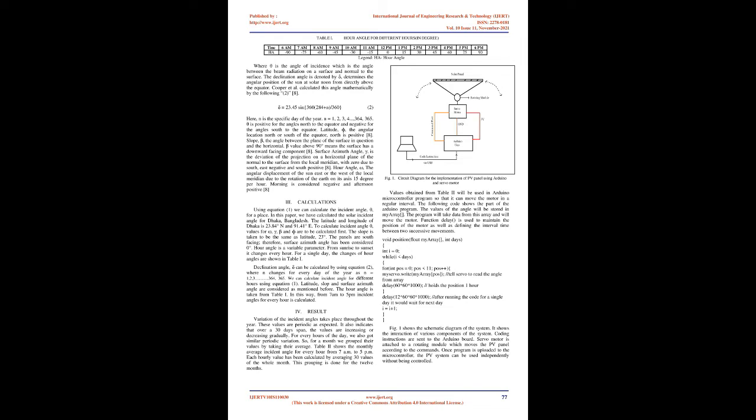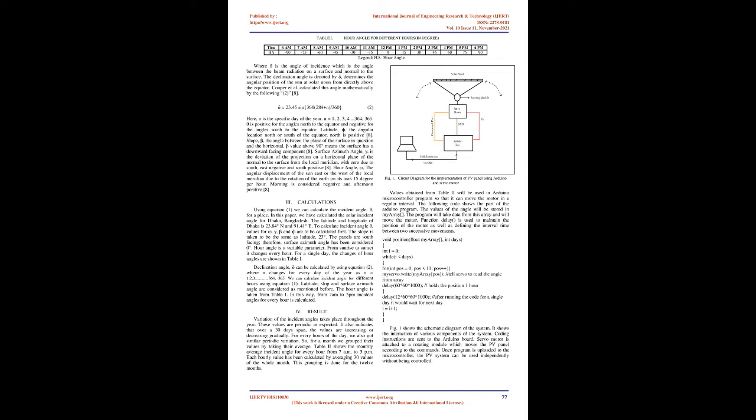Legend: θ is the angle of incidence, which is the angle between the beam radiation on a surface and the normal to the surface. The declination angle, denoted by δ, determines the angular position of the sun at solar noon from directly above the equator. Cooper et al. calculated this angle mathematically by the following equation (2).